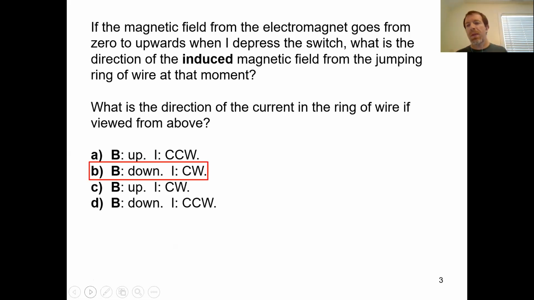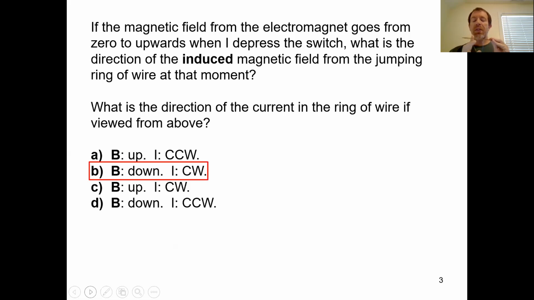What's the answer? B. The answer is B. All right. Why is the answer B? Well, we go from no magnetic field to having all kinds of magnetic field upwards. We have all kinds of flux going upwards through this ring. Well, the ring doesn't like that, so it tries to maintain the status quo. It tries to cancel out that change.